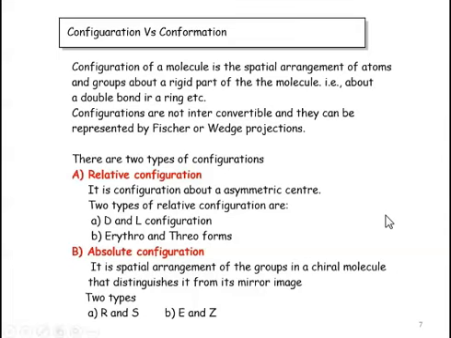Okay, so to summarize, we can say configurations are broadly classified as relative configuration and absolute configuration. Relative configurations are further classified as DL configurations and erythro and threo forms of configuration. Whereas absolute configuration deals with the spatial arrangement of groups in a chiral molecule, which distinguishes it from its mirror image. And they are of two types, R and S type and E and Z type.